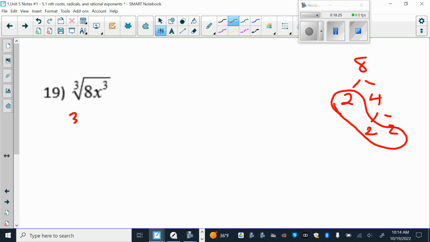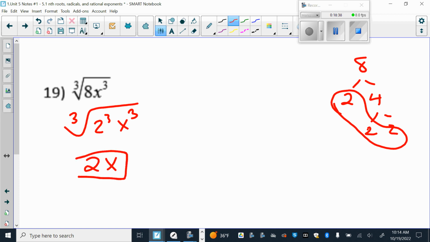So 8 is really 2 to the third, and x is to the third. So the cubed root of 8x to the third simplifies to be 2x. I don't need an absolute value since it's an odd root. And just like the cubed root of 2 to the third is 2, the cubed root of x to the third is x.